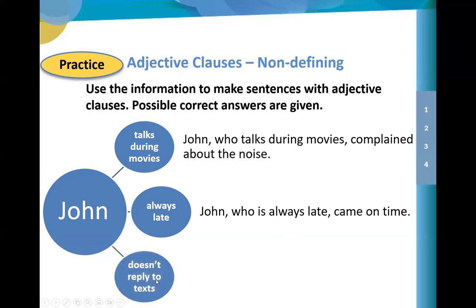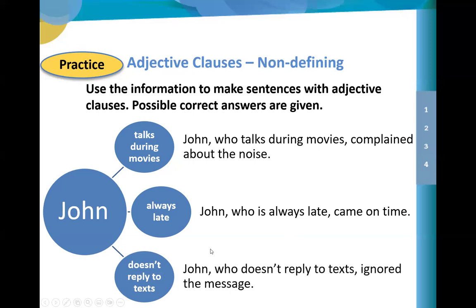Also, John doesn't reply to texts. John, who doesn't reply to texts, ignored the message. Ignored what? The message.